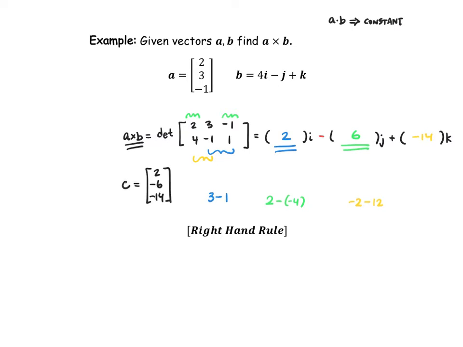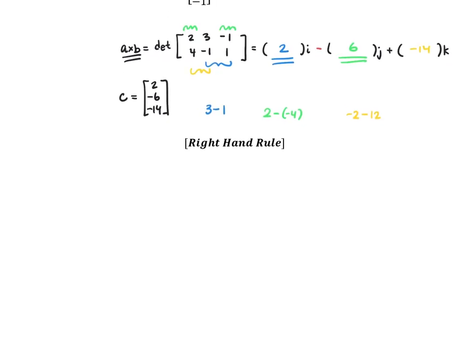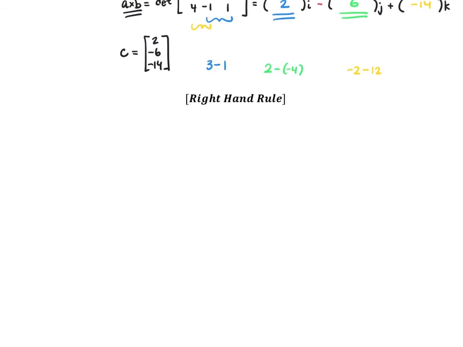Okay, so this brings up an interesting topic. This is called the right-hand rule. Okay, so let's say that in 3 dimensions I have this vector A, looks kind of like this, and this vector B looks kind of like that.